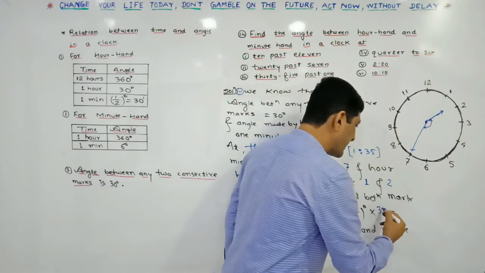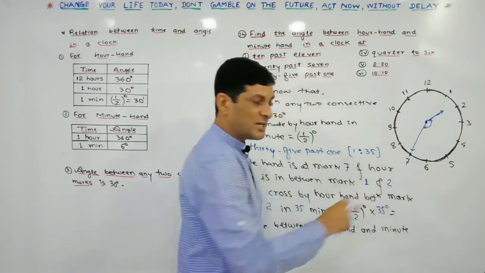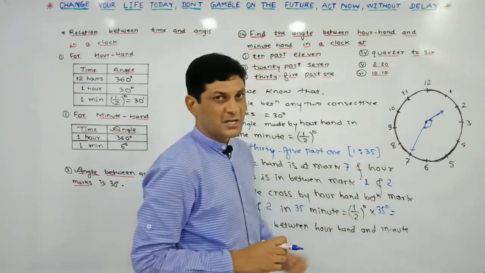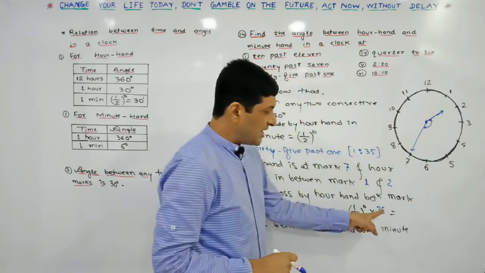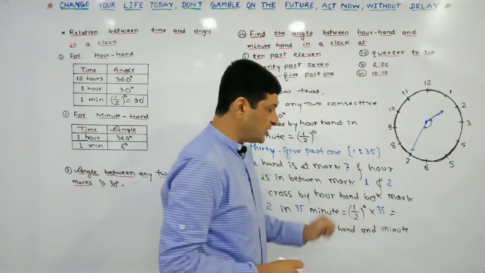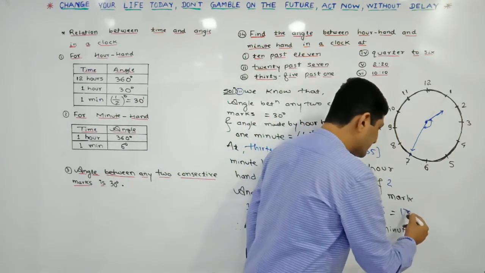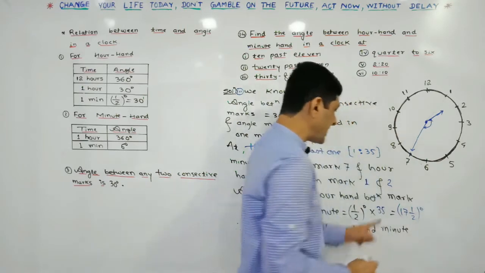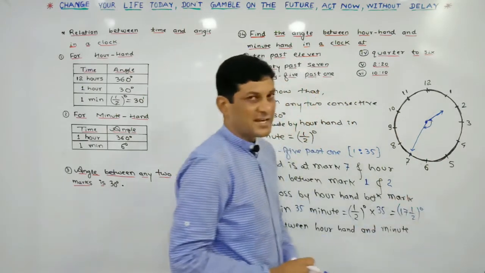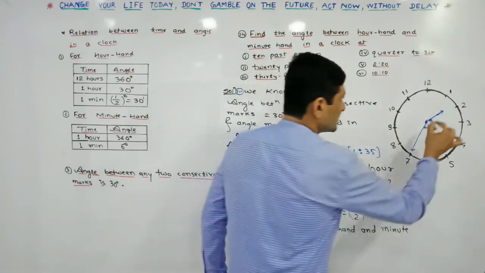To find the angle crossed in 35 minutes, we have to multiply 35 by what? Half a degree. So in 35 minutes, sorry, it will be minutes, we are dividing 35 by 2. Can I say that we will get 17 and a half degrees? Yes, because half of 35 is 17 and a half degrees. So this angle is also known to us.